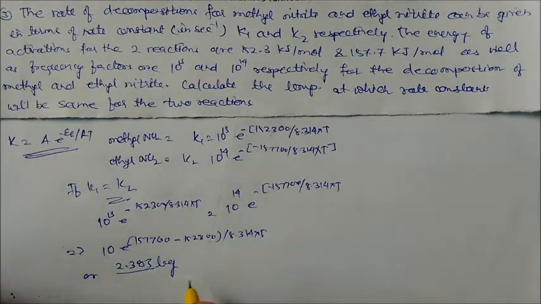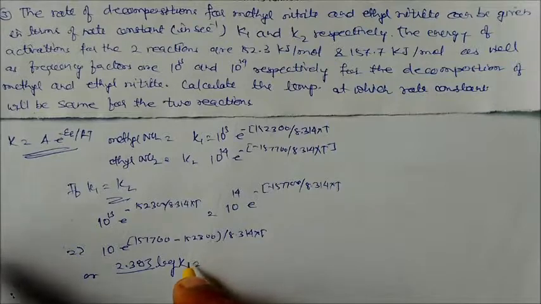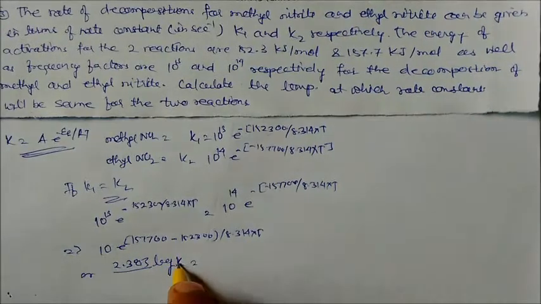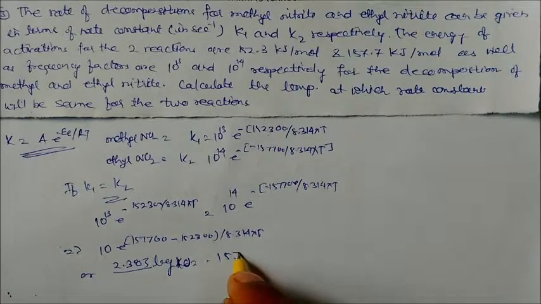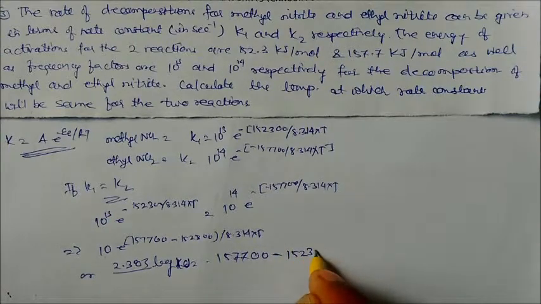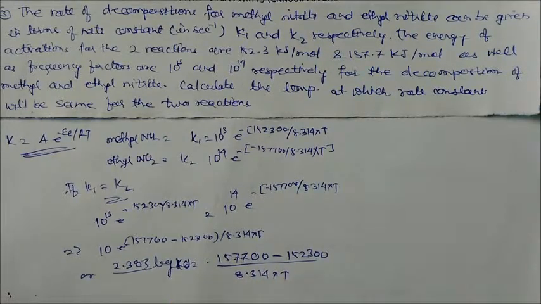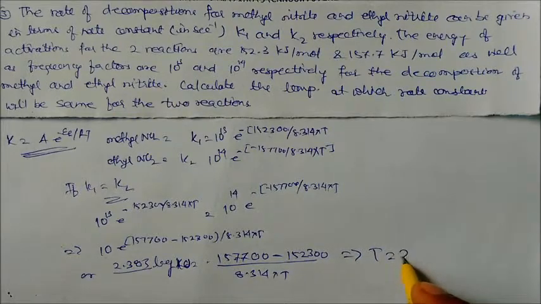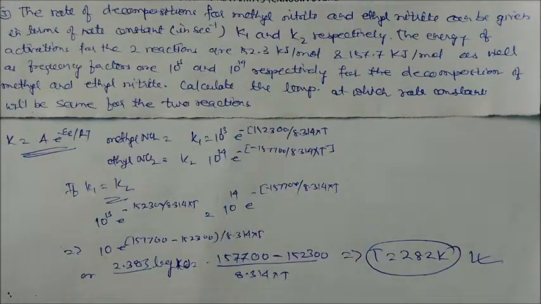So here, log of 10, because 10 is there, equals 157700 minus 152300 divided by 8.314 into T. On solving, log 10 is equal to 1, so if you solve it, you will get T equal to 282 Kelvin. So this is our answer.